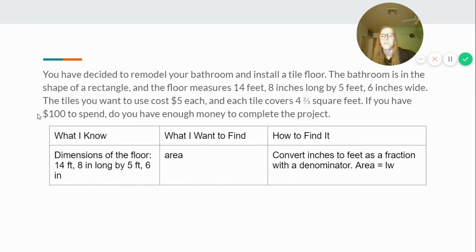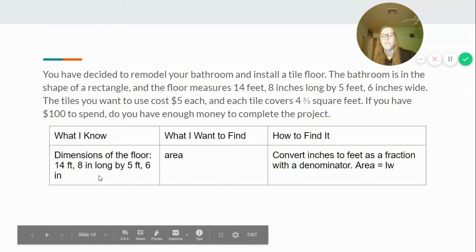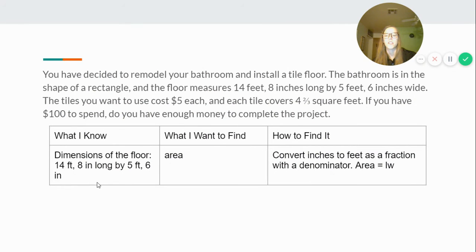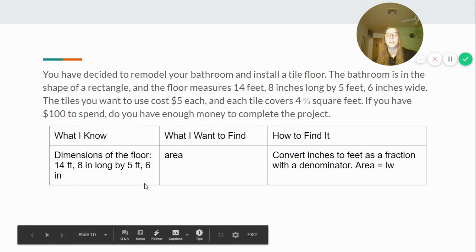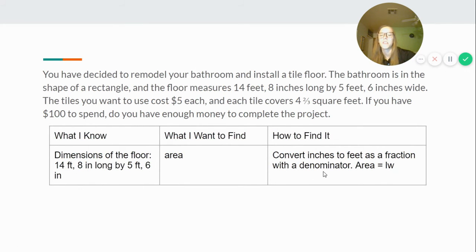Okay? So first, let's find the area. 14 feet 8 inches long by 5 feet 6 inches wide. We're going to make that denominator 12 because that's how many inches are in a foot. So we're actually just going to use mixed numbers, which is okay too. So we take 5 1/2 times 14 2/3. We get 11 over 2 times 44 over 3. 80 2/3 square feet is our area.